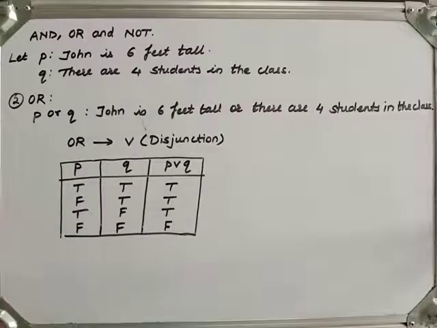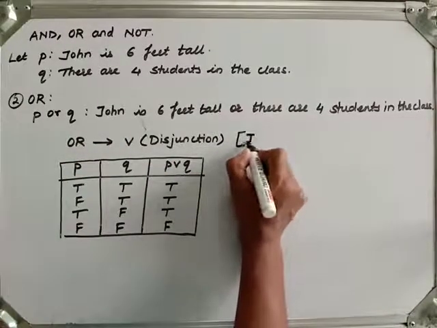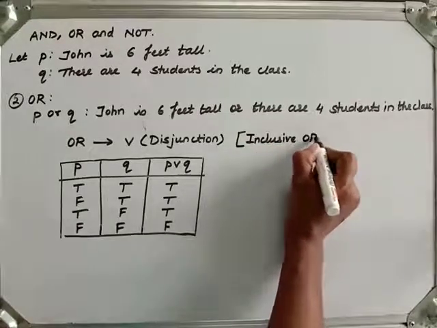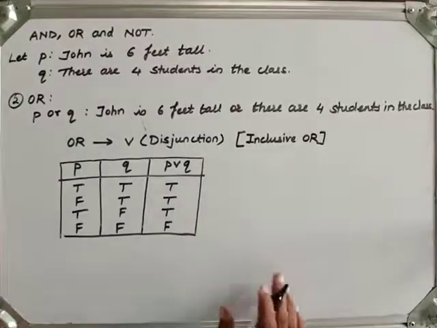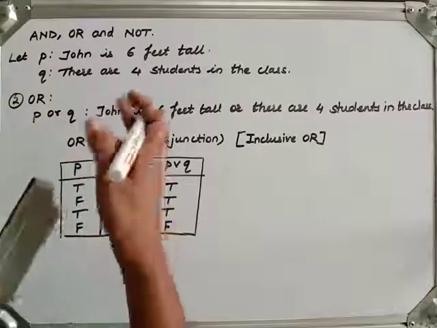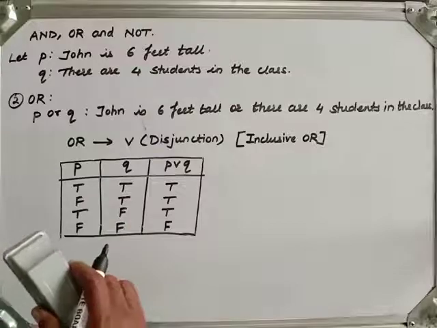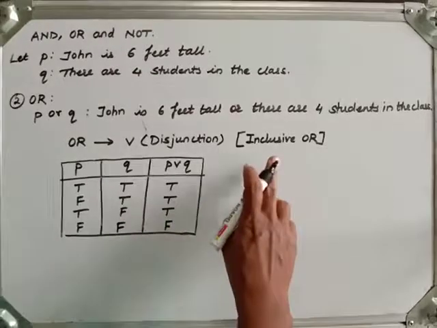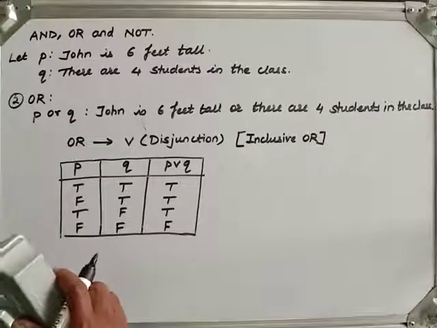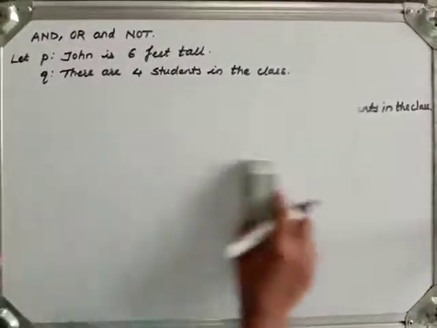One more thing, this OR is also known as inclusive OR. Why it is known as inclusive OR, let me tell you later on. Just a minute, let me see the next logical connectives and then I will explain with an example why it is known as inclusive OR, because there is one more OR, exclusive OR also, and it has another notation.